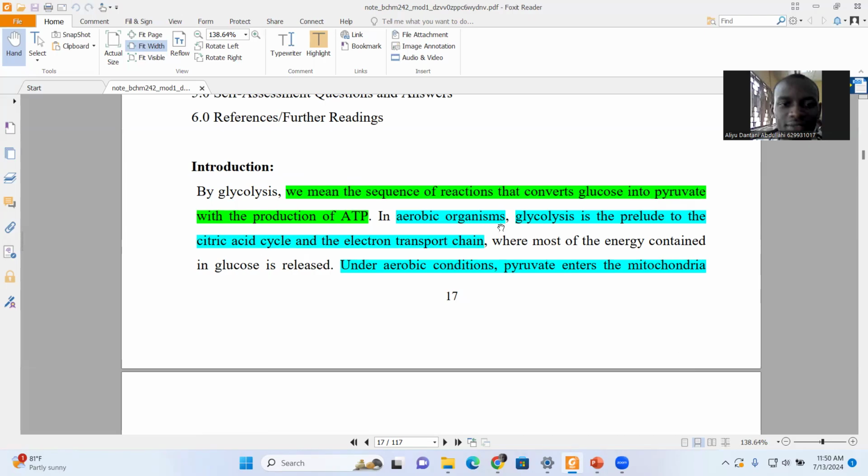So in aerobic organisms that carry out their metabolism in the presence of oxygen, right? Like humans, we inhale air, right? We inhale oxygen and we exhale carbon dioxide. So in aerobic organisms like us, glycolysis is the prelude to the TCA cycle. Now, this is just the basic introduction.